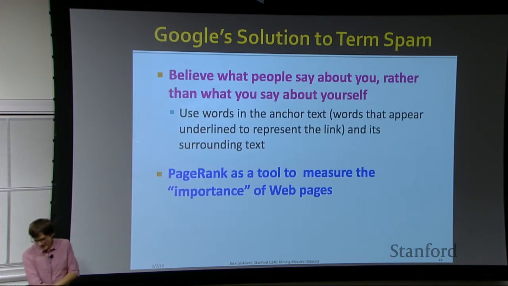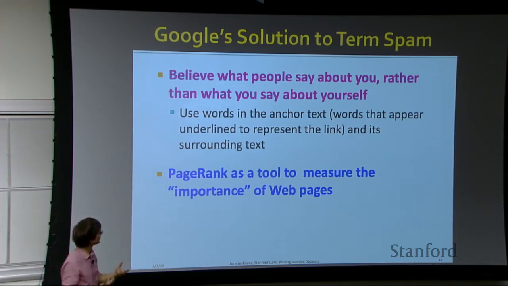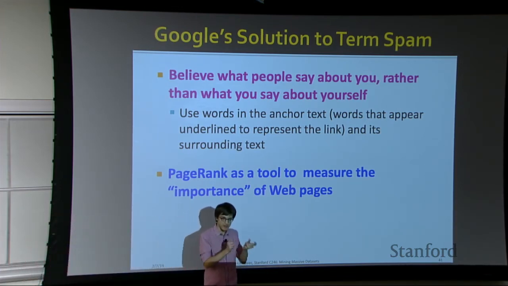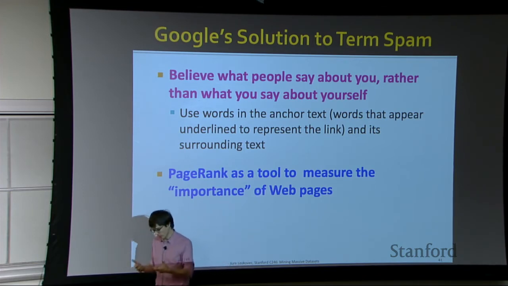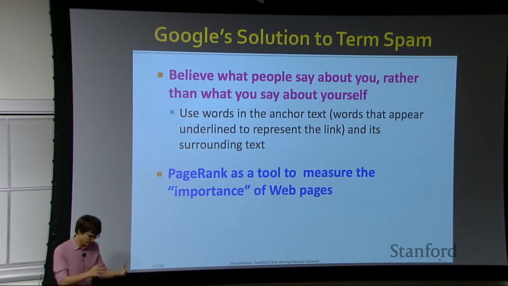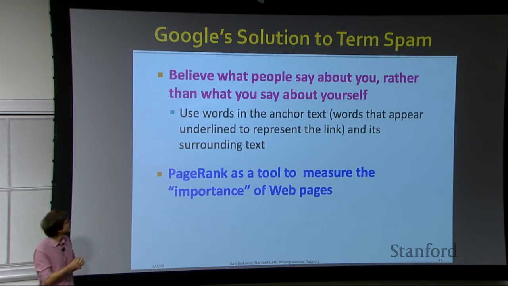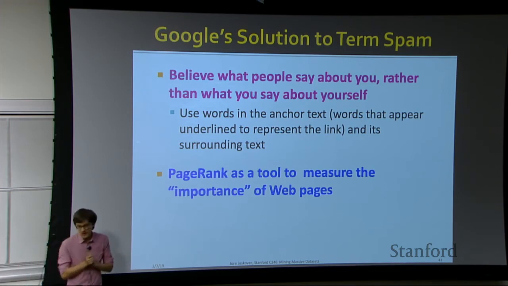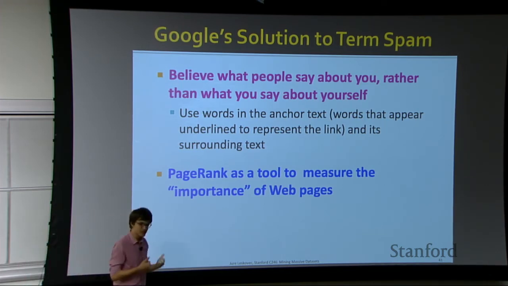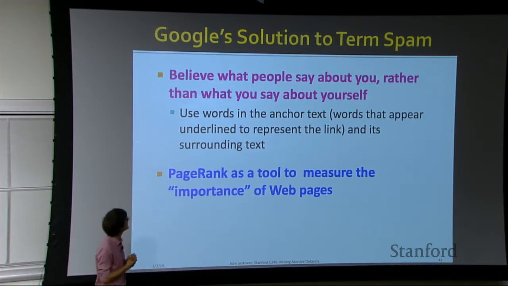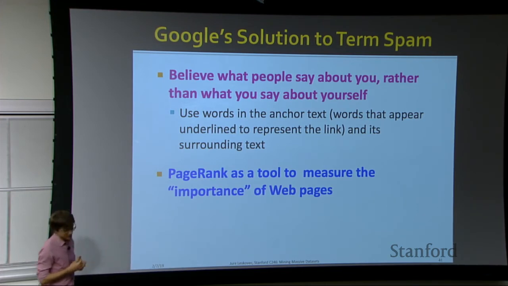So what was Google's solution to this, what is called term spam, because you are now spamming terms and trying to make your document, your web page, look as if it talks about a given category or a given topic, a given query? The idea was: can you use the link information to prevent this type of spamming? And this is what Google did, right? Google basically said two things that really made it work.